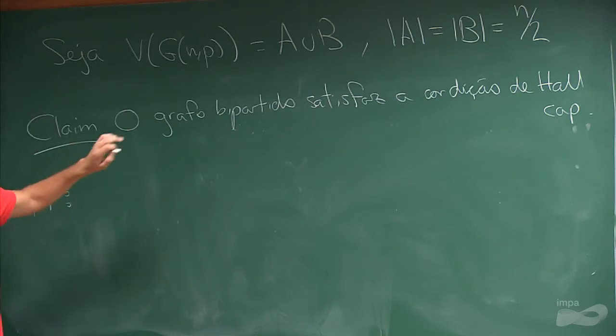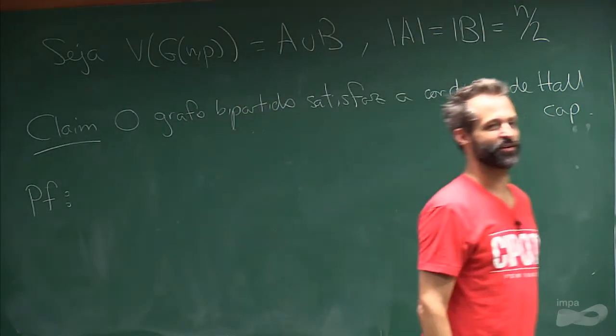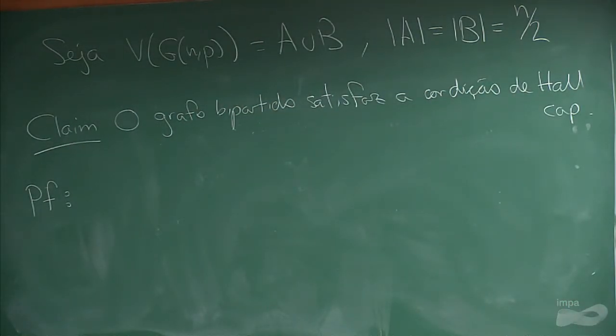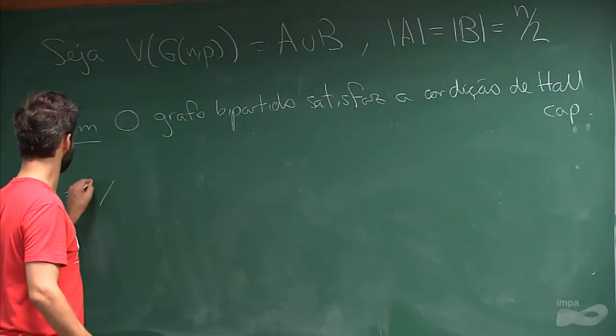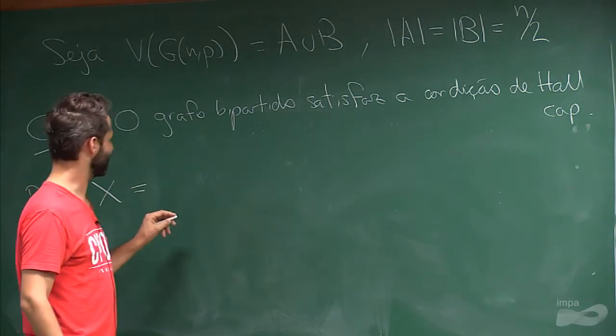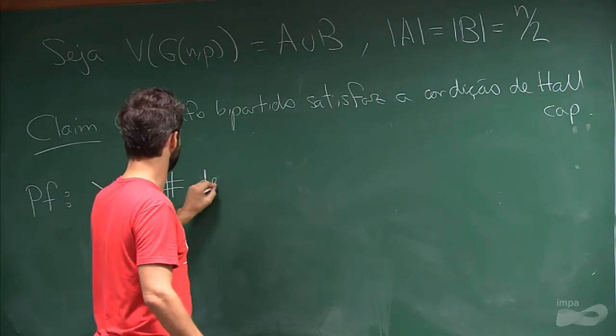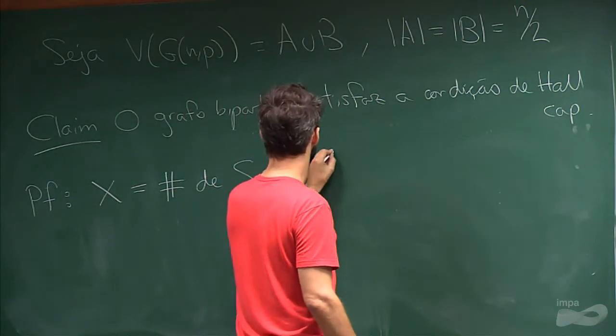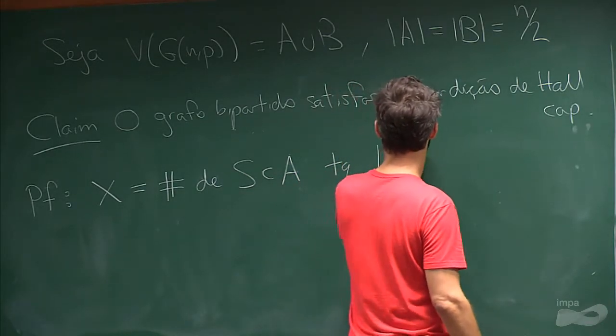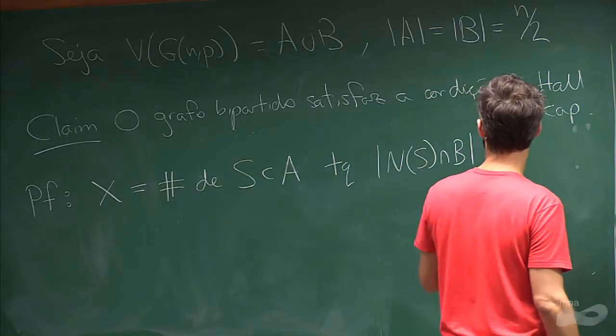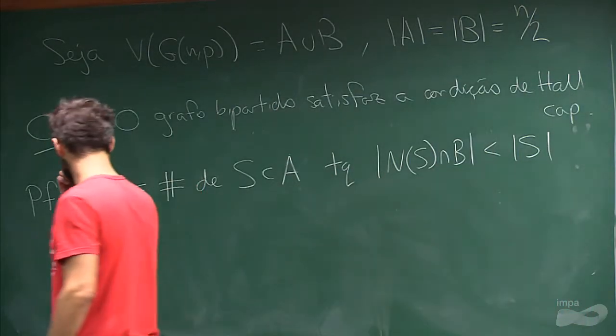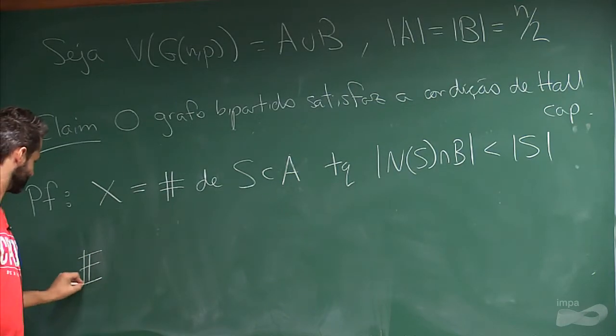So what should we do? How are you going to prove that it satisfies Hall's condition? I already half told you. What do we always do? Count the number of subsets such that the neighborhood is smaller. Yes, good. And what's the expectation of X?